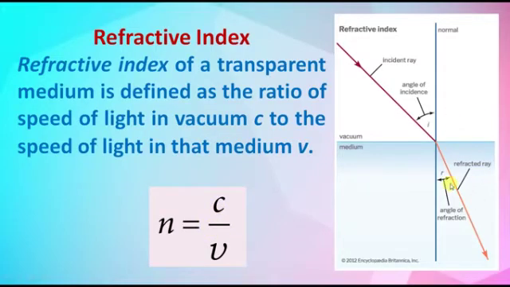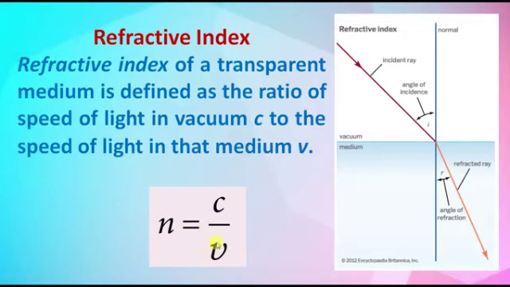Here there are two media. One is vacuum, another one is that medium. Vacuum is called the rarer medium. The other medium is the denser medium. Air, too, is a rarer medium. See, the light is incident, and once incident, it goes into the denser medium, then the path will be varied. Okay, so n is equal to c divided by v.